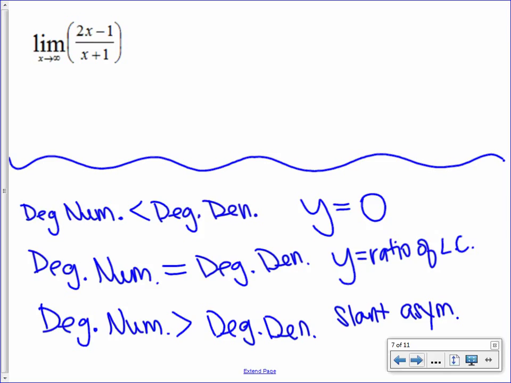So where is the horizontal asymptote here? It is at 2. They're equal, so our horizontal asymptote is at y equals 2, which means the behavior of our graph towards infinity will approach 2. There's our limit towards infinity.